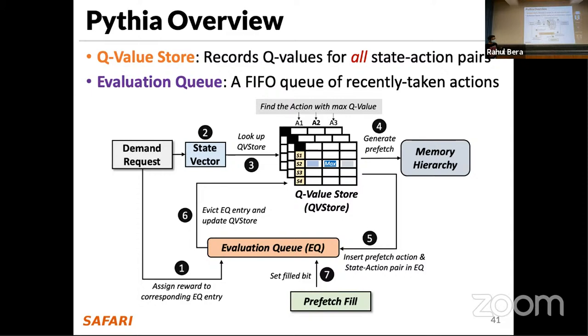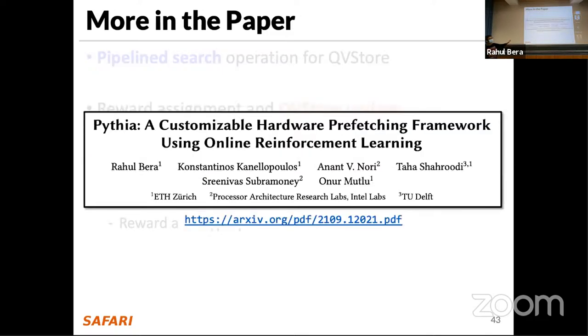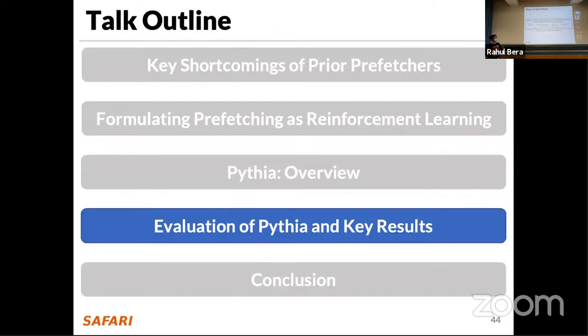So basically this filled bit would be necessary when you are identifying the timeliness of a prefetch request, like how timely it was. Okay, so I won't go into the gory details of the design in this lecture. But I would encourage everyone to go through the paper if you find it interesting. We have explained a lot there, like how we can divide this structure and make it fast to look up and fast to retrieve the data. Okay, so now let's quickly go to the evaluation results.